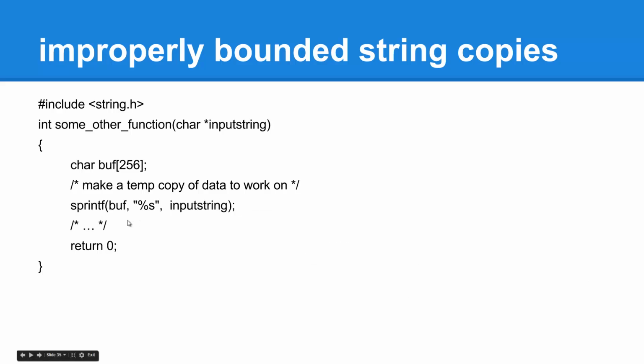sprintf is a safer function. It guarantees null termination, though snprintf is a bit better because it takes into account the size of the destination buffer. So this, again, would be unsafe.